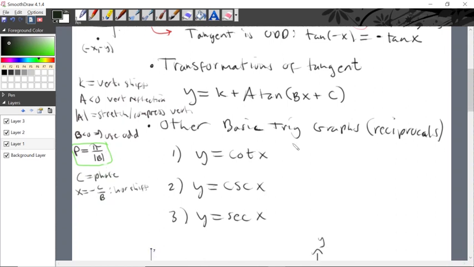Okay, the other basic trig graphs, we'll take a look at each of those as they are reciprocals then of the 3 trigonometric functions we already have graphs for, right? Cotangent would be the reciprocal of the tangent. The cosecant is the reciprocal of the sine, and secant is the reciprocal of the cosine. And so I'll show you how you can use the fact that they are reciprocals in order to construct the graphs of these 3 reciprocal functions.